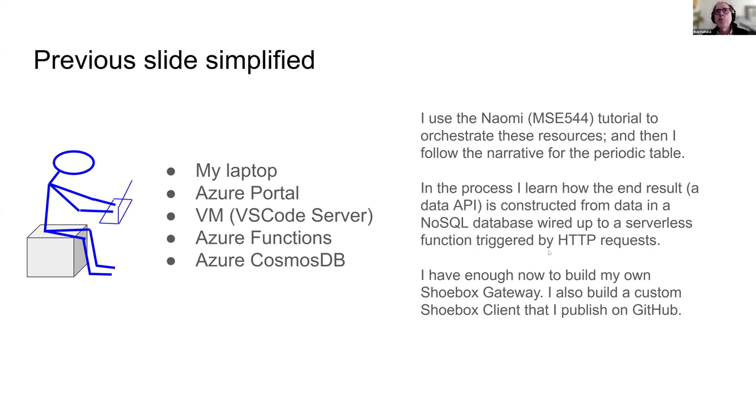So I'm intentionally kind of repeating myself because I tend to go way too fast, and I'm hoping to do a good job emphasizing the central concepts of our narrative here. So once I've gone through the periodic table tutorial, I have enough of a context now to build out my own shoebox gateway and my own shoebox client that I publish on GitHub. So that's our story.